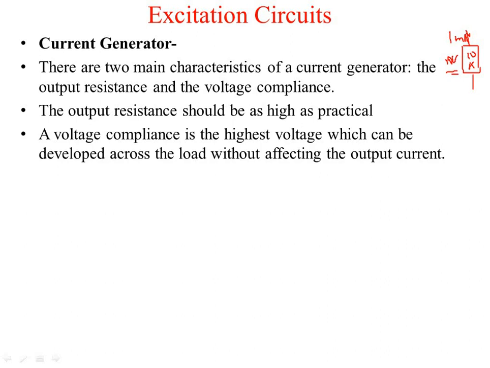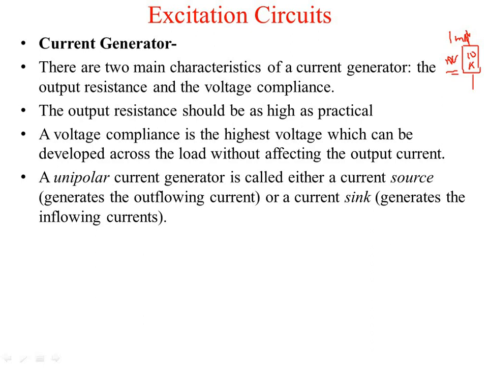So this property should be known to you, what is the maximum voltage. So there are two types of current generators possible. First one is the unipolar and second one is the bipolar. So a unipolar current generator produces one type of current, either it may be a current source or it may be a current sink.